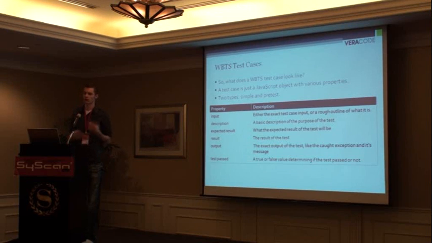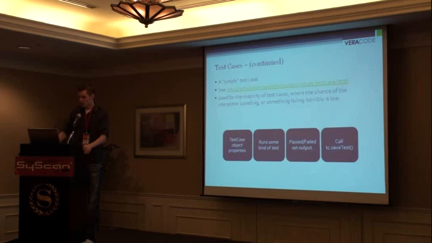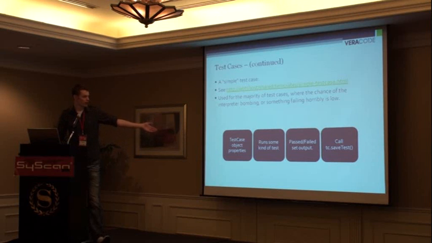And then the result of the test, you run the test, whether it passed or failed, you would set that. For example, if an exception occurred, you would take that exception message and put it into the output so it's easy to recognize if you're going through visually. So for the simple test case, this is the basic flow. You just fill out the properties, you run some kind of test, you say it passed or failed, you set the output, and then you just call the save test method of this test case object.